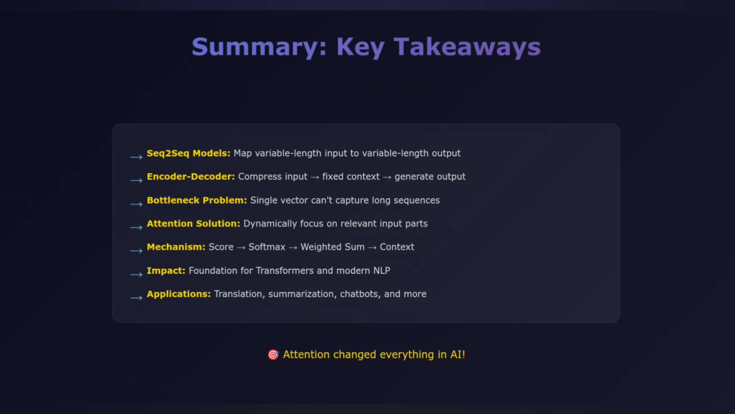4. Attention solves this by letting the decoder dynamically focus on relevant input parts at each step. 5. The mechanism works through scoring, softmax normalization, weighted sum, and context creation. 6. Attention became the foundation for transformers, which revolutionized AI. 7. Applications are everywhere. Translation, summarization, chatbots, question answering, and basically all modern NLP. The key insight is this: attention changed everything in AI. It solved a critical problem and opened the door to models we never thought possible.